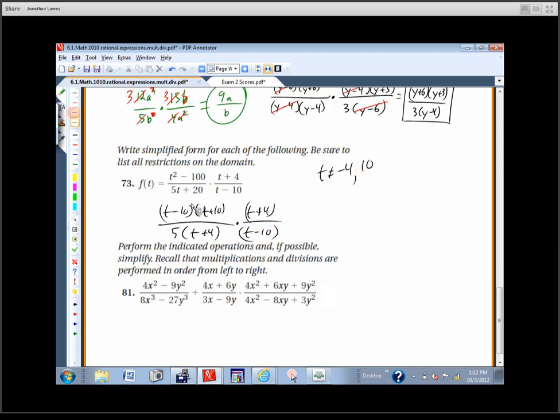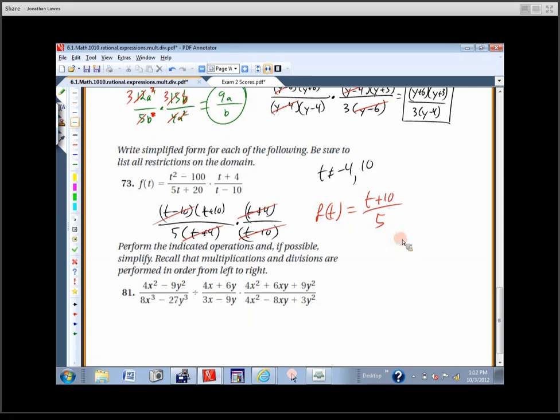Okay, now let's simplify. Cancel off the t plus 4 with the t plus 4. Cancel off the t minus 10 with the t minus 10. Well, this is really good because this means f of t is, the only thing left on the top is a t plus 10, and the only thing left on the bottom is a 5. Now, let me just call your attention to this because this will come up again in this class and especially in 1050. Look at this right here. This is the final result.